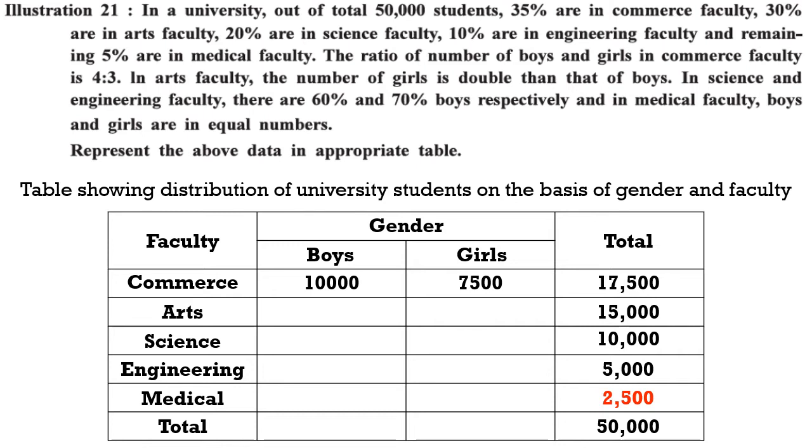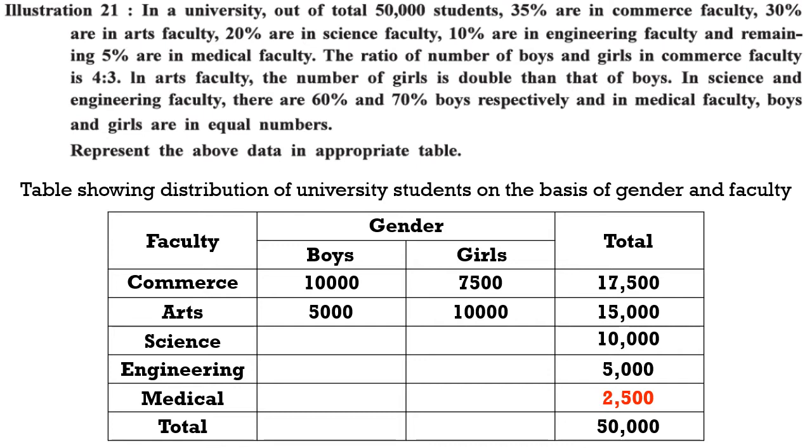Next, the number of girls is double that of boys in arts. That means the ratio between boys and girls is 1:2, girls are double so 2, and boys are single so 1. So we have to distribute the 15,000 of arts in 1:2. Girls we will take as 2, boys we will take as 1, and 1:2 of 15,000 will be 5,000 and 10,000. Now ratios are something you have already studied in your primary schooling, so I am not going to reteach you right now.